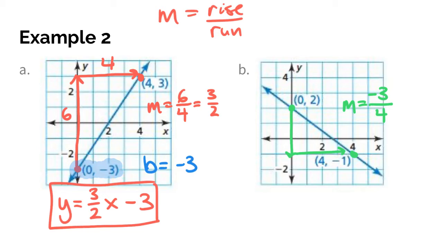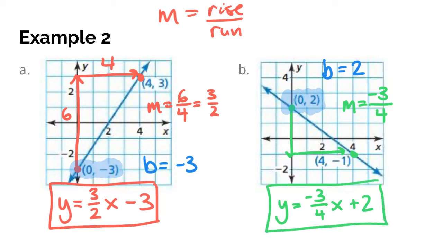My y-intercept is going to be my value of y when x equals 0, which again is shown here by this point. It's the point where the line crosses the y-axis. So in this case, my y-intercept b is going to be that y value of 2. Putting these things together, my equation would be y equals -3 over 4 x plus 2.